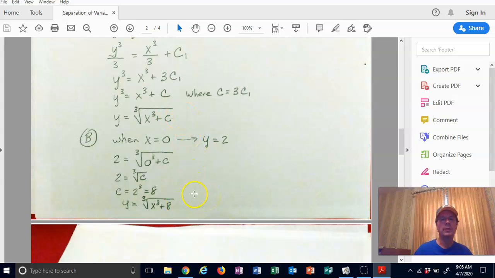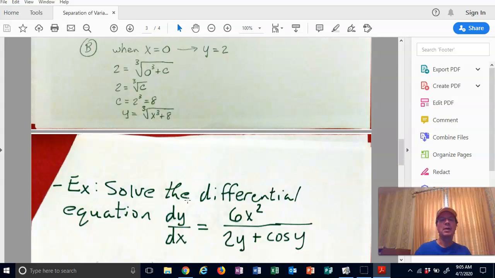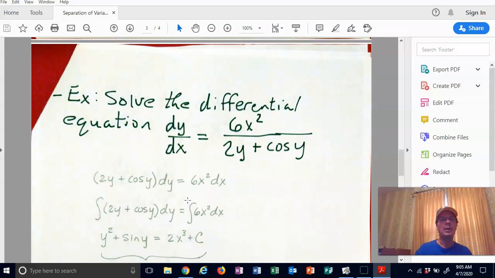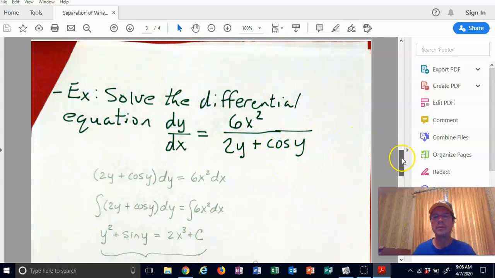General solution, particular solution. All right, let's take a look at another one right here. A different differential equation. It looks more complicated: dy dx is equal to 6x squared all over 2y plus the cosine of y. Now, we don't have any initial conditions here, so if you don't have any initial conditions or extra information, just find the general solution. So we're going to see if we can separate the variables.